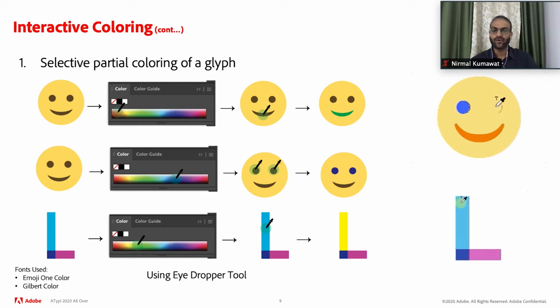So the first point that we discuss here is selective partial coloring of a glyph. As a designer, I want to adjust the color of only either the eyes or lips of the emoji glyph. Well, yes, I can do that with interactive coloring. I just need to use the eyedropper tool, select a color, and then apply it to the lips or eyes of the emoji. Similarly, I can selectively color a partial part of glyph L but not the whole glyph.